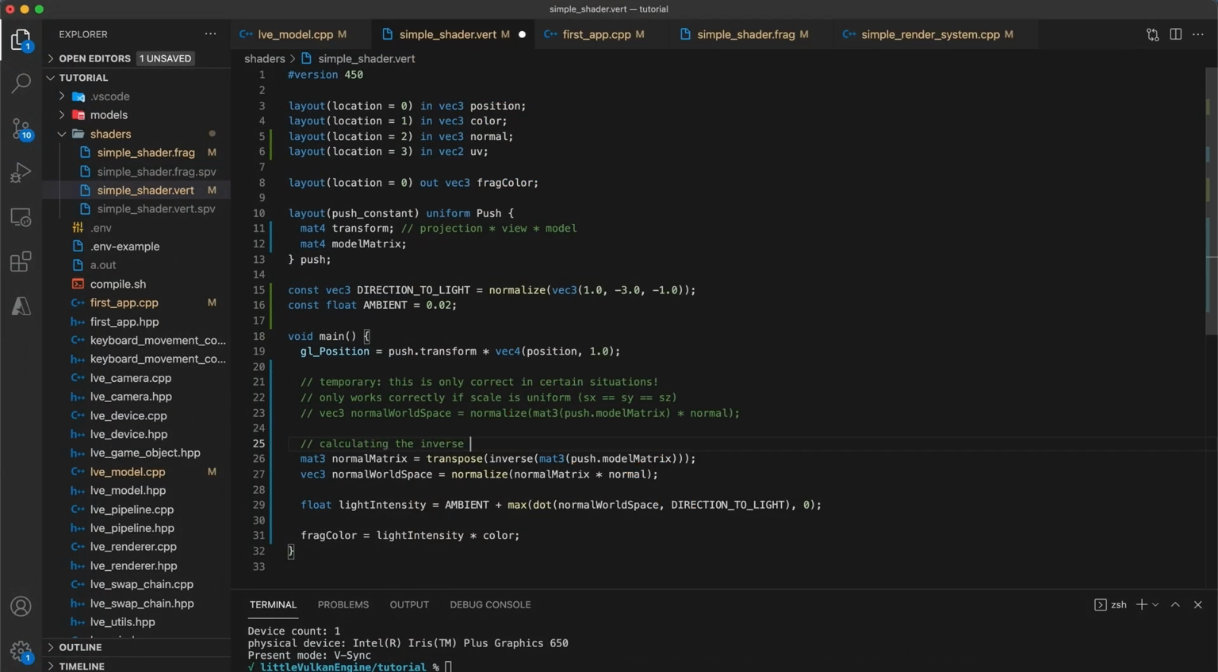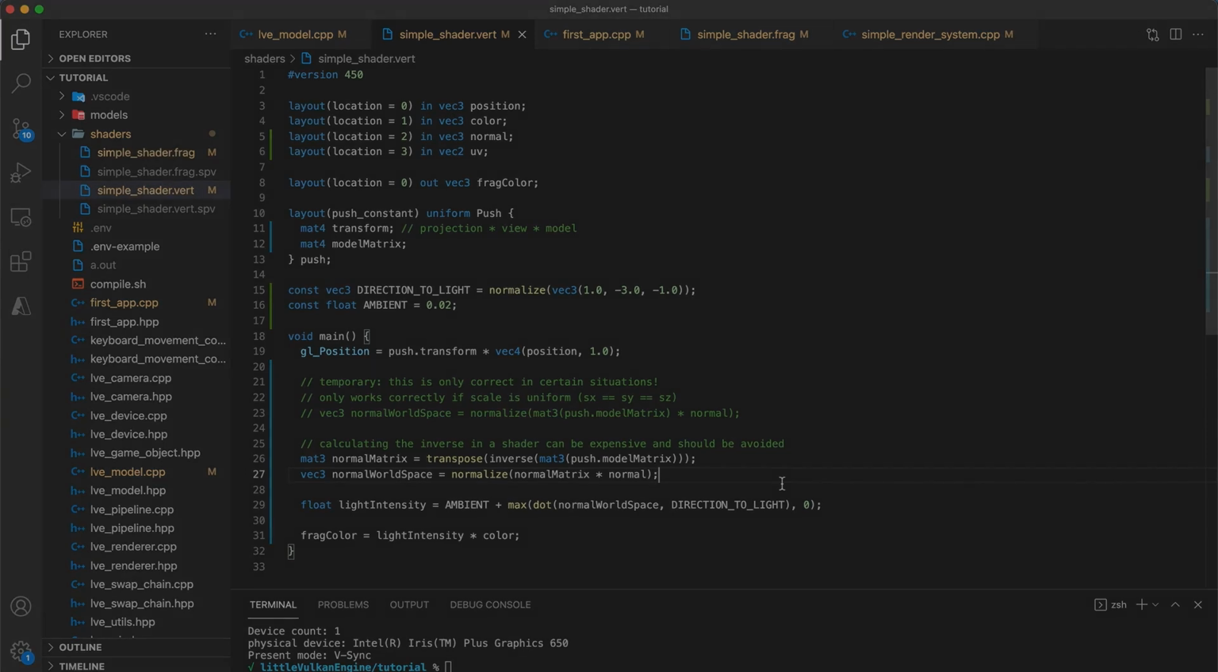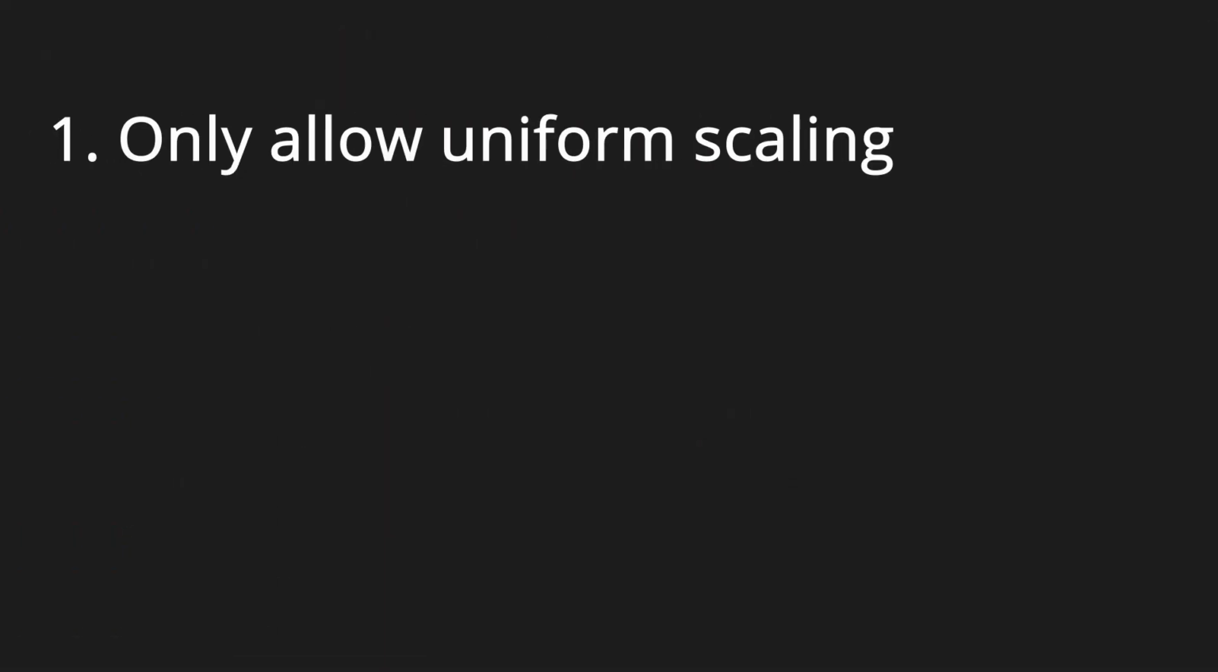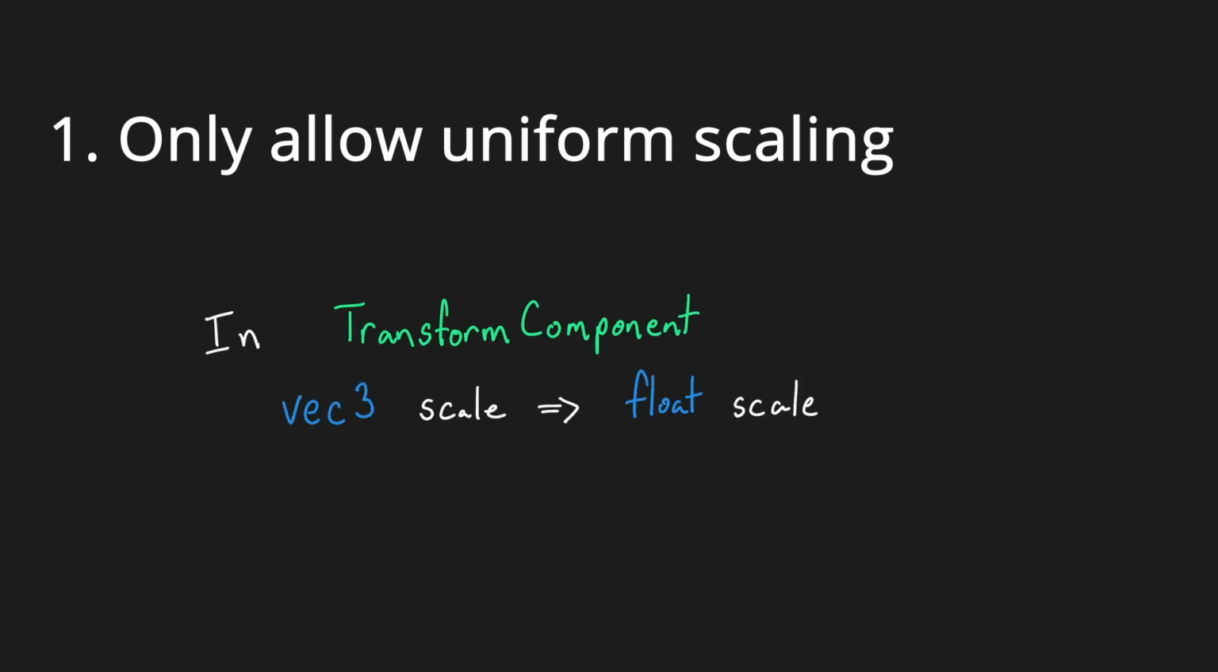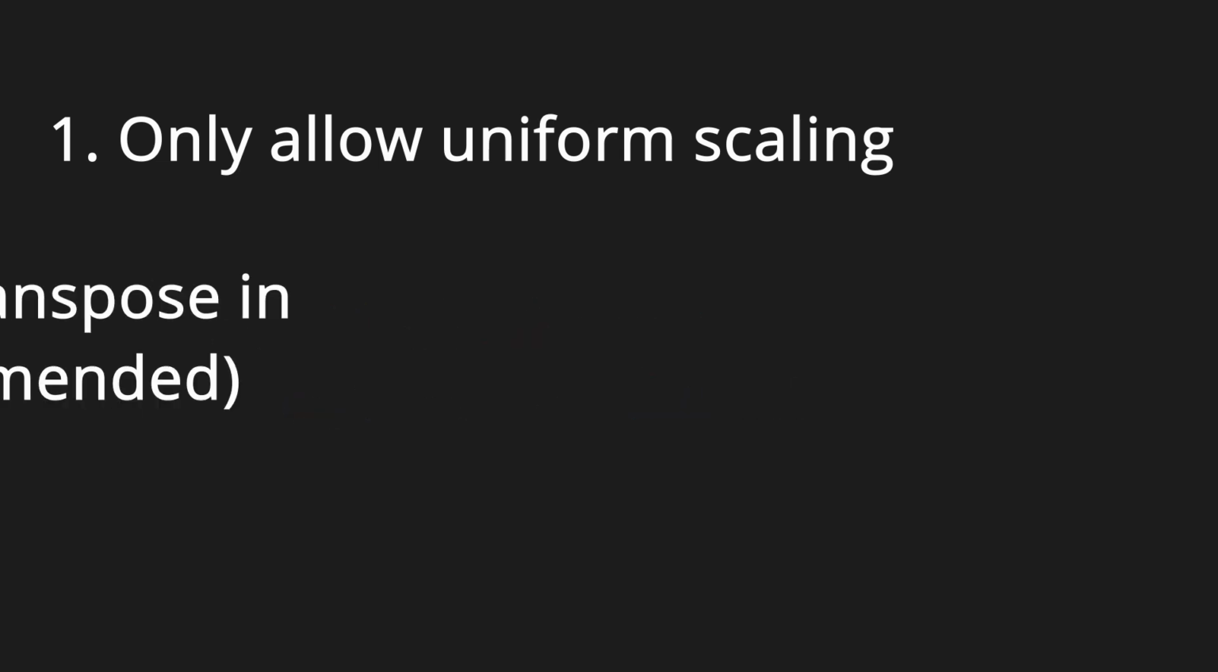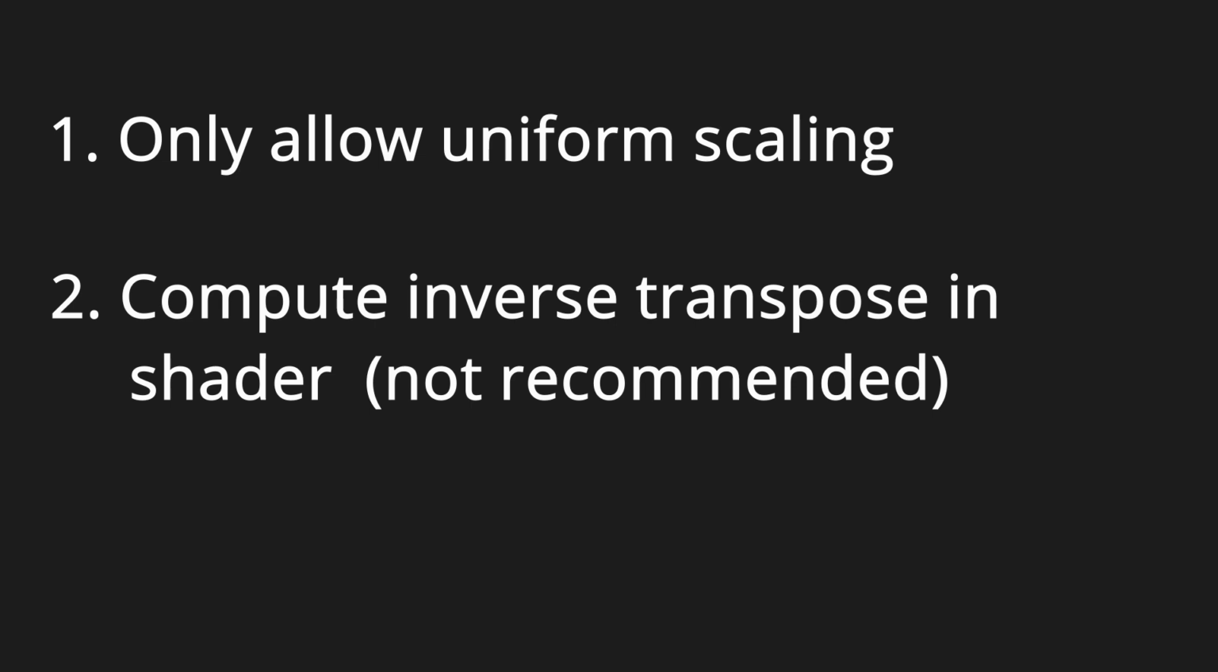But now we actually have another problem. Computing the inverse of a matrix per vertex within a shader can be computationally expensive and is typically not recommended. So we have a few viable solutions here. Option 1. Change your engine to only allow for uniform scaling. So scale becomes a float that acts on the x, y, and z components equally and you can just use your model matrix on all your normals. This is actually a very commonly used solution by game engines. Option 2. Compute the inverse transpose on the shader, which is not recommended for performance reasons.